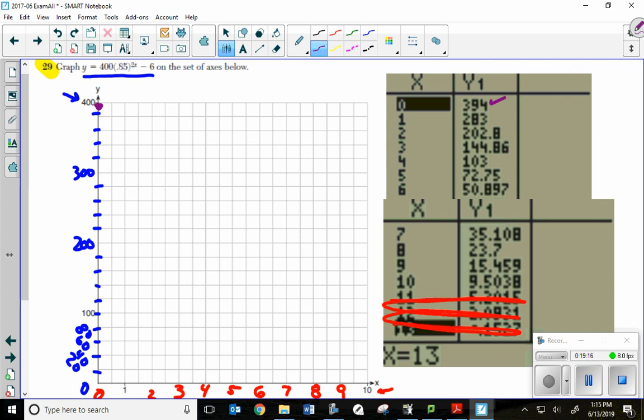Okay, I'm plotting all these nice points for us. 1 is 283. So 1 goes to 283. That's just short, a little bit above 280, because remember, these go by 20s. Okay, 220, 240, 260, 280. So it's a little bit above that.